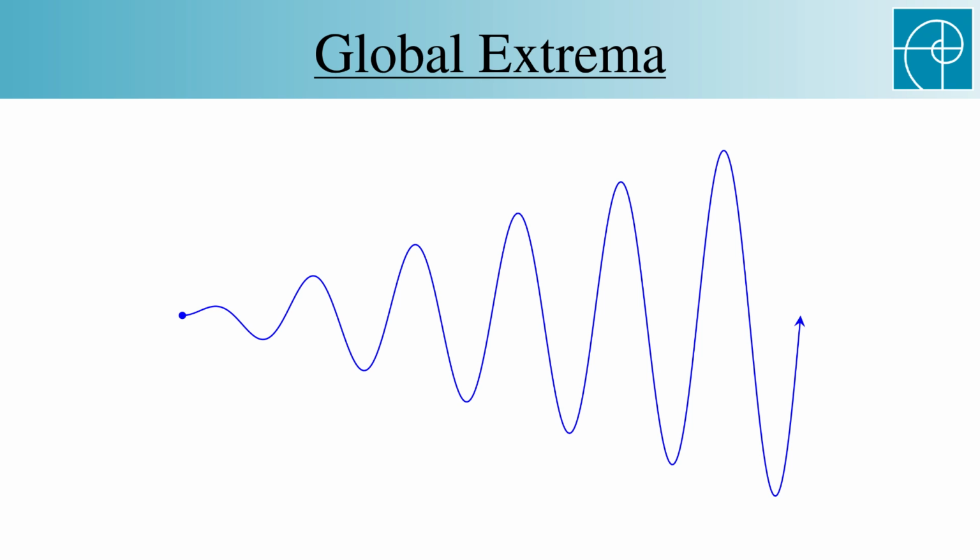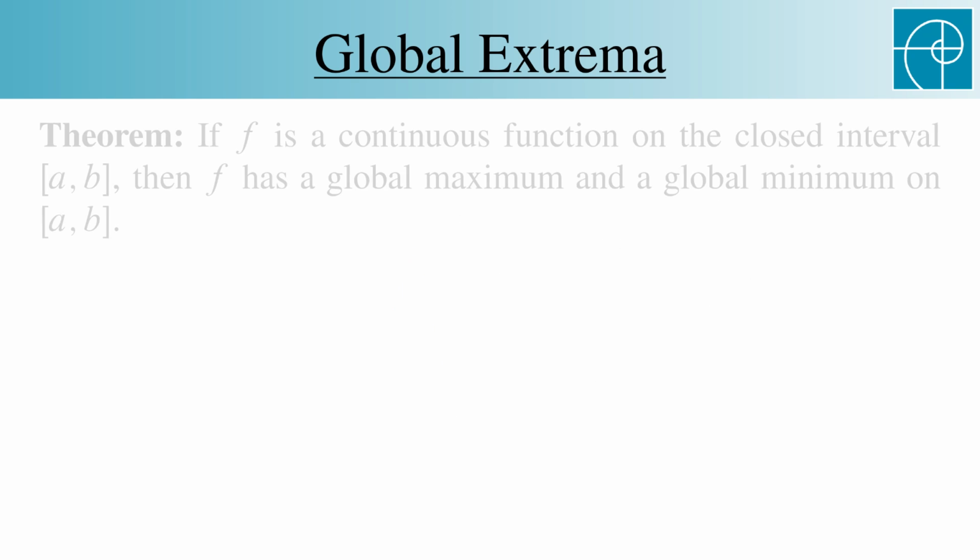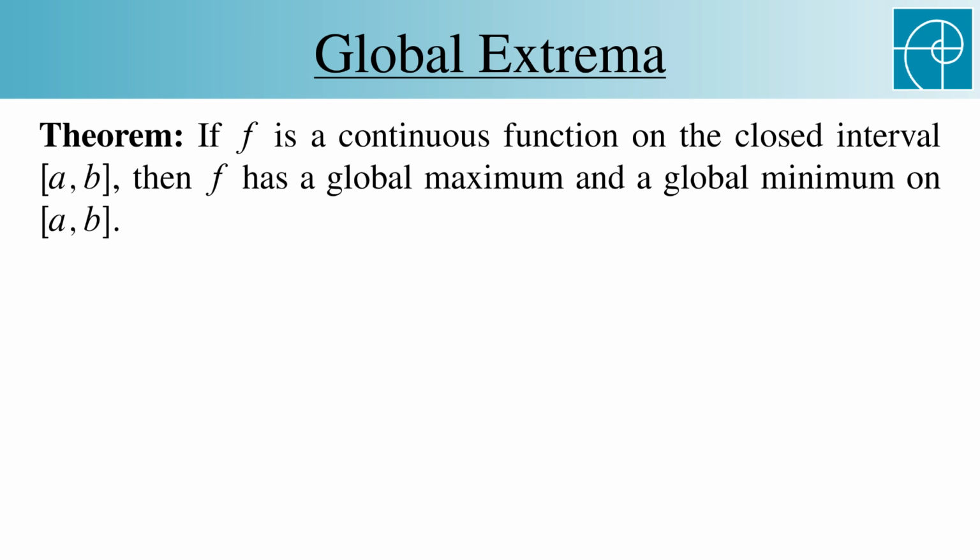There's a special case, though, where things tend to be easier, and that's when you're dealing with a function restricted to a closed and bounded interval. Now we can see that there's both a global maximum and a global minimum. In fact, this is always true as long as f is continuous. If f is a continuous function on the closed interval from a to b, then f has a global maximum and a global minimum on that interval.